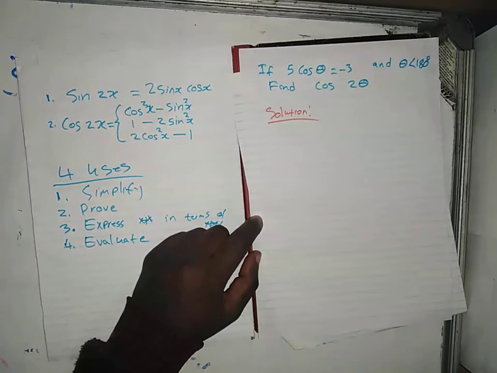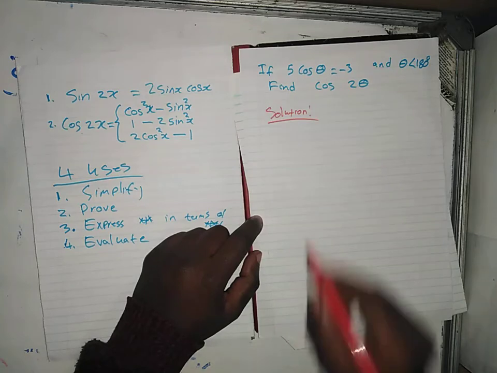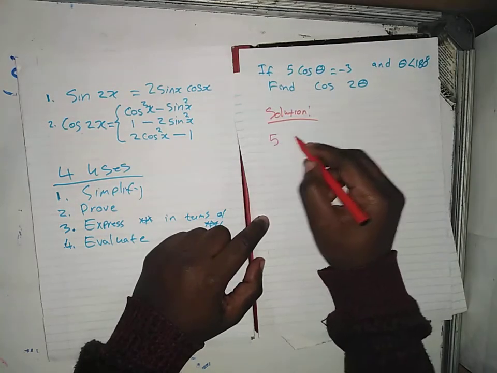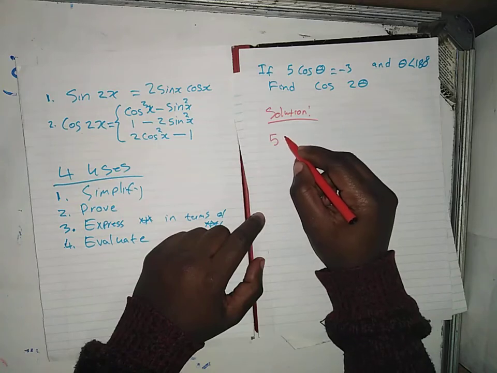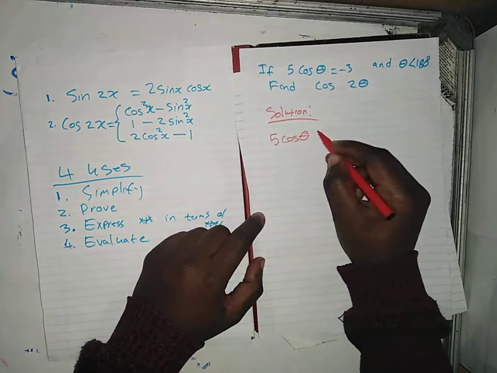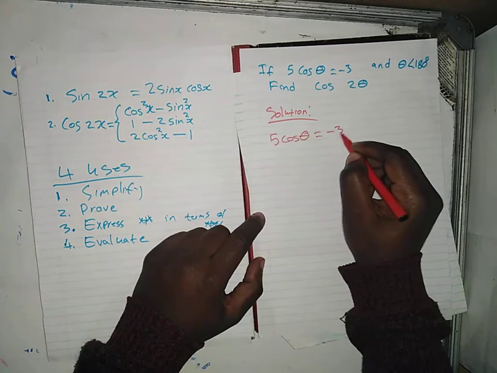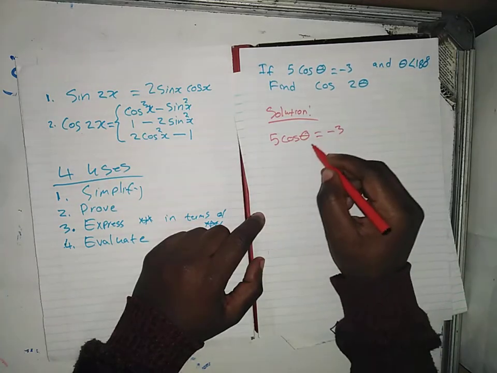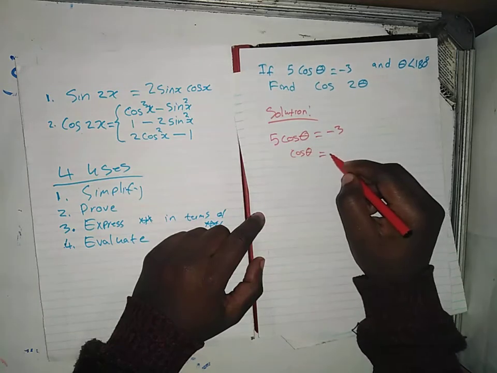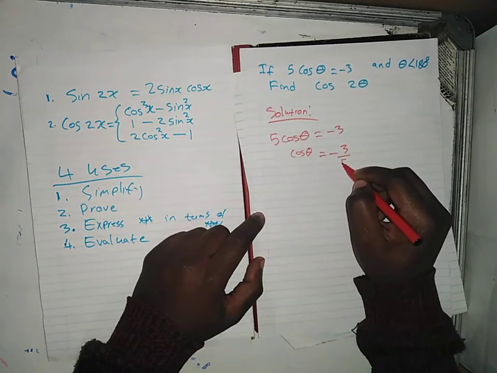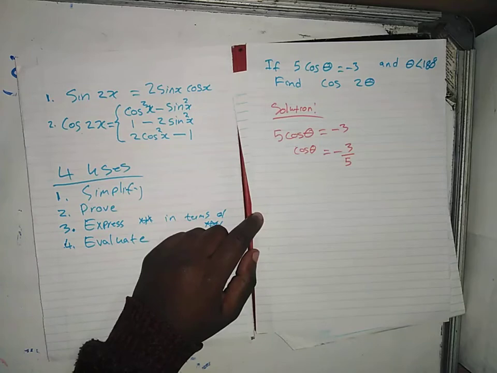Okay, let's look at this one. What do they say here? They say 5 cos theta is equal to what? Is equal to minus 3. You can divide both sides here, and then you get what? Cos theta is equal to minus 3 over 5. Can you see that?